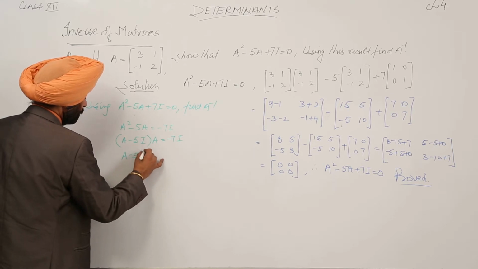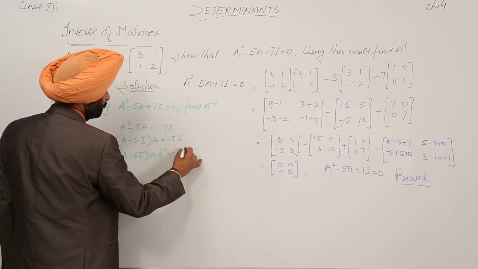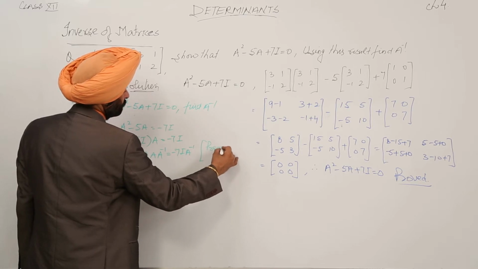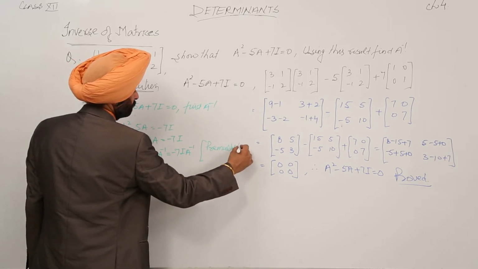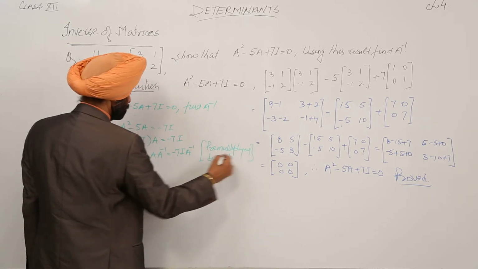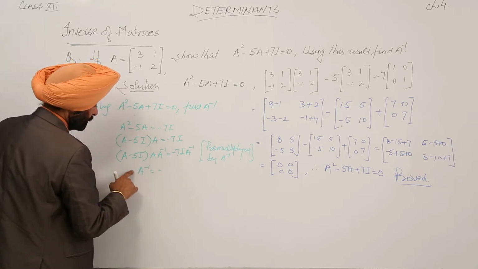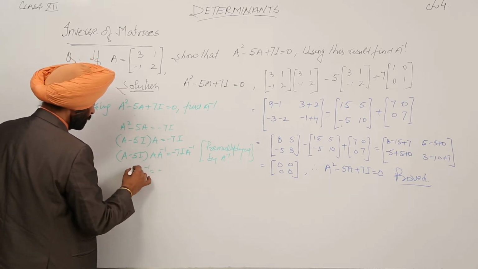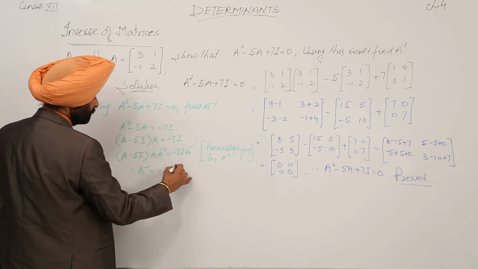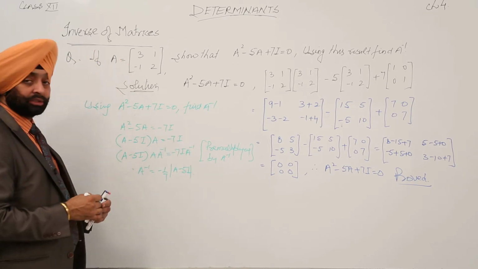Now (A minus 5I) A is equal to minus 7I. Pre-multiplying by A inverse, A inverse is equal to minus 1 by 7 times (A minus 5I). So this is the A inverse.